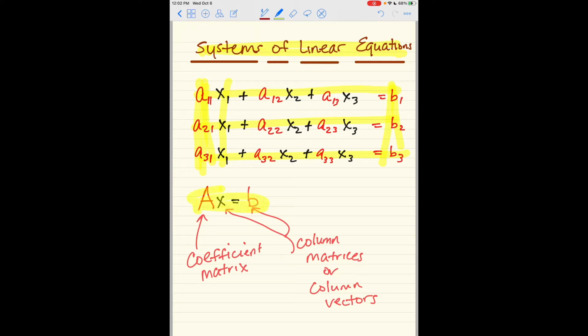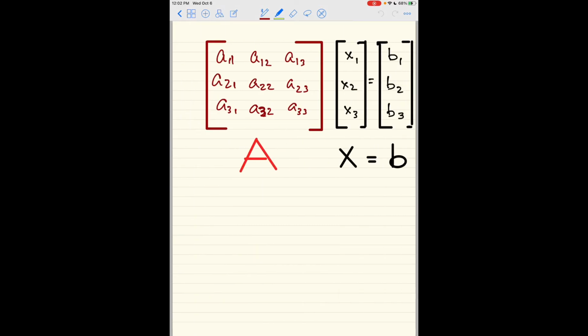You're going to see a lot of this in your reading, okay? You're going to see a lot of this in your questions. A is the coefficient matrix, that's why I did it in red. X is the variable, and B is the column matrix or the column vector, okay? The way that we can write this is A times X equals B. This is going to be really important also for inverses. So everything we do here is extremely important.